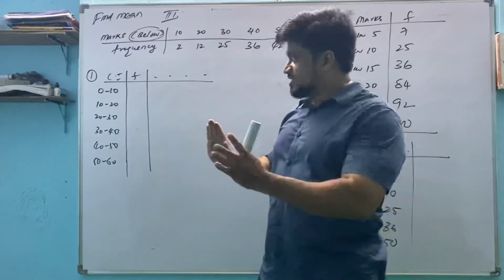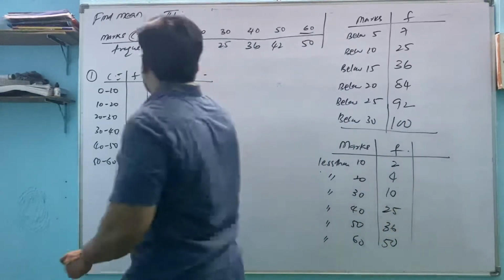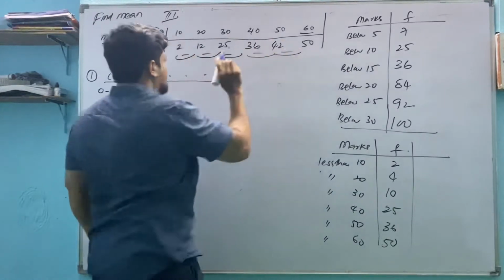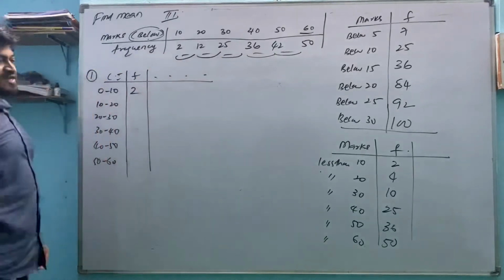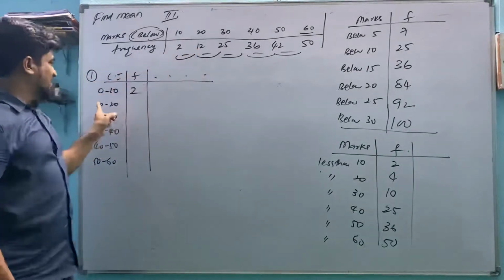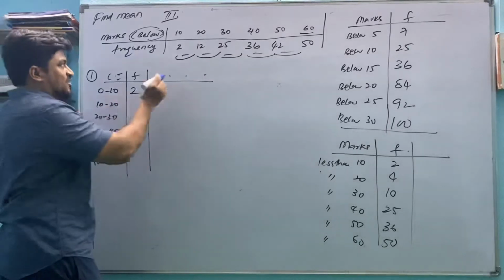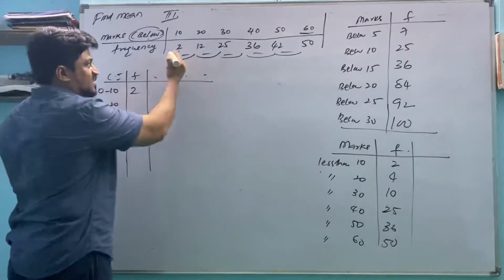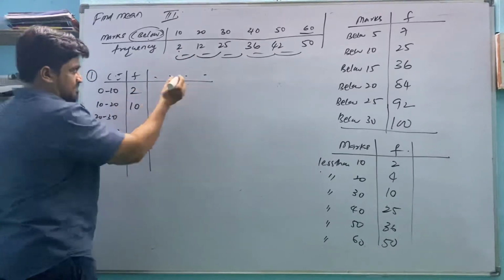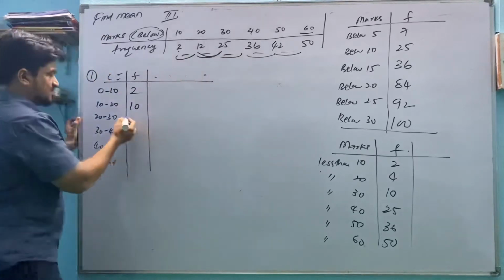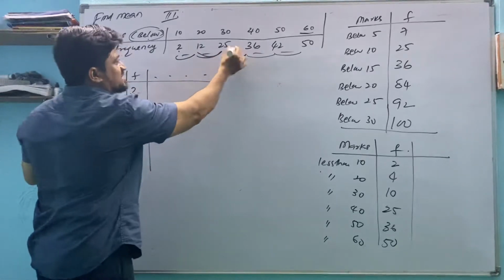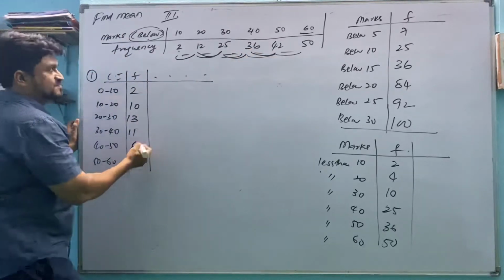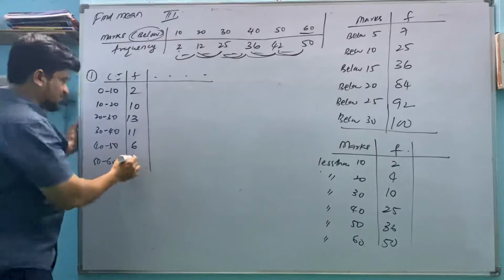So that's why we are making the classes. Whenever below or above is given, you should do subtraction. First frequency as it is you should write. Then while writing the second one, 10 to 20, how many of them got 10 to 20? Now I am not asking below 20. For 10 to 20, how many of them got below 10, that we have to reduce. Then 25 minus 12, 13. Then 36 minus 25, 11. Then 42 minus 36, 6. Then 50 minus 42, 8.